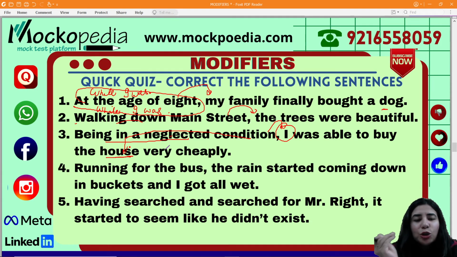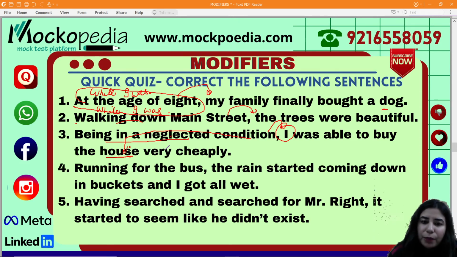Right, coming to the fourth statement: running from the bus, the rain started coming down in buckets and I got all wet. Rain started coming down in buckets means it was raining very heavily. So who was running for the bus? Obviously, I. So you can say, ensure that running for the bus and I come together, right? So, running for the bus, I got all wet as the rain started coming down in buckets, right? So place I here and remodify the rest of the sentence.